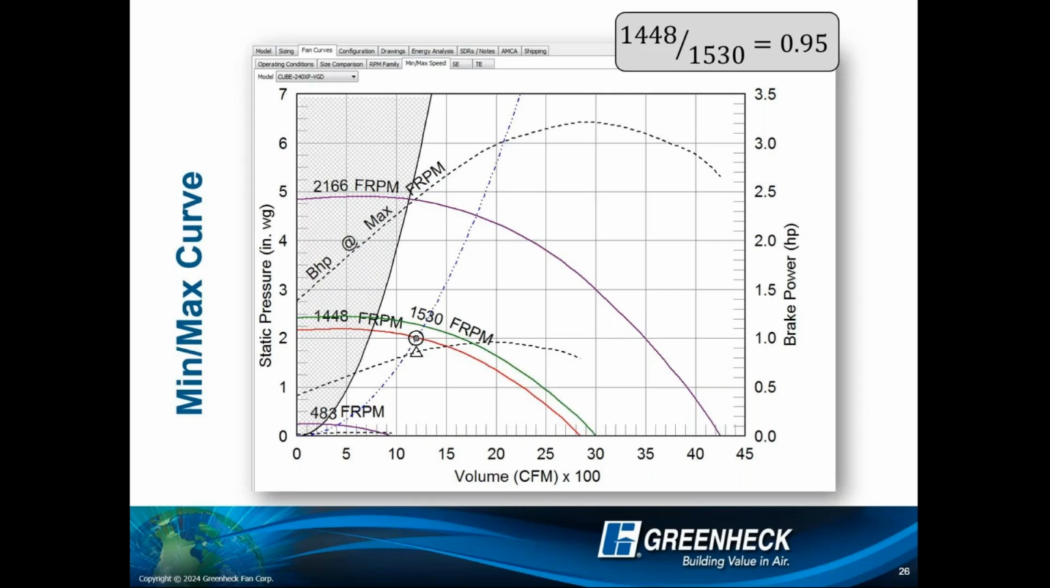Hey Greg, we got a question come in. Is there a good rule of thumb for system static pressure? For instance, in order to account for unknown pressure drops in construction, would you want to add, say, 10% for static pressure when you're doing selection?